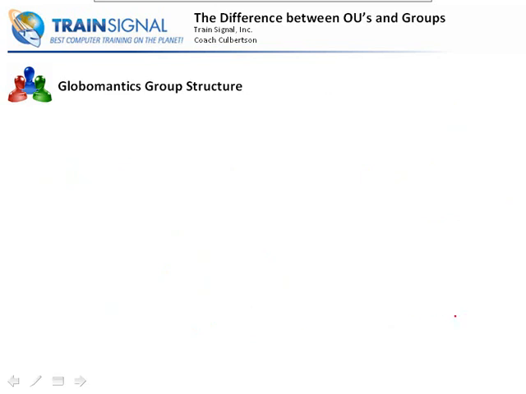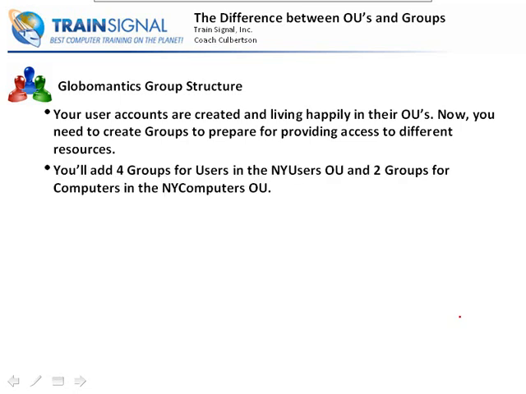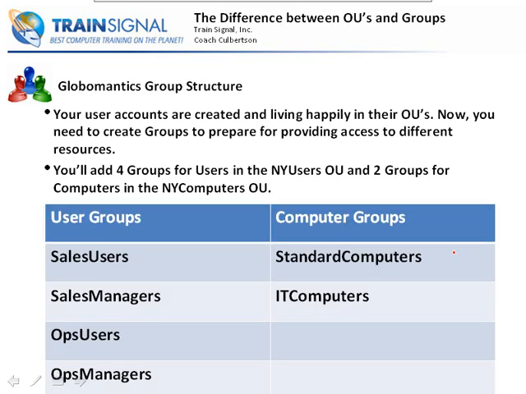All right, so let's talk about what we're going to be creating here. Your user accounts are created, they're living happily in the OU, and so now you need to create groups because we need to prepare for providing some access to different resources. We do have, at least at this point in time, 2 different departments in globalmantics.com. We're going to be adding 4 different groups for users in the New York Users OU. Remember, a group lives in an OU, and we're going to be creating 2 groups for computers in the NY Computers OU. Now we can group users, we can also group computers. In the very next video, you're going to see some very direct consequences of what you can do with groups in terms of users. Now computer groups are still useful, but we use them less. But it's good to have them in groups because there's all kinds of security things that we can do with groups later on. But again, let's just take things step by step.